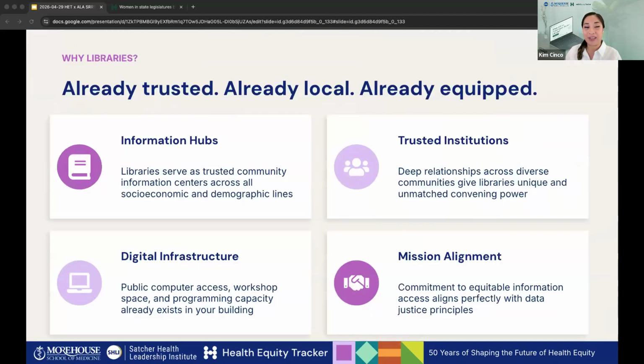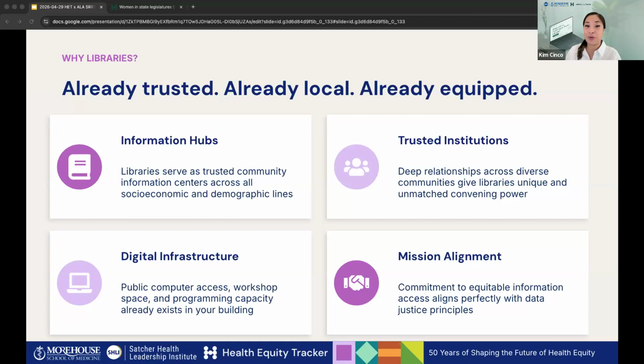And finally, the library connection. Okay, I've been building to this slide because I genuinely believe this audience is one of the most important partners that we could have. Libraries are already information hubs. You already have the infrastructure, the computers, the programming space, the workshop capacity. You already have deep community relationships across socioeconomic and demographic lines that most institutions spend decades trying to build. And you already have a mission rooted in equitable access to information. It's not a metaphor. That is literally what we are trying to do with health data.